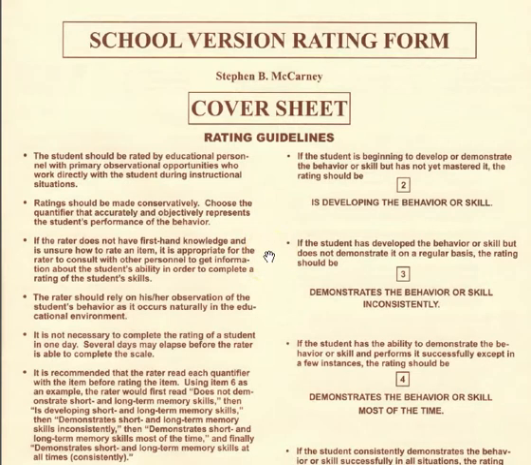If the rater does not have first-hand knowledge and is unsure how to rate an item, it is appropriate for the rater to consult with another personnel to get information about the student's ability in order to complete a rating of the student's skill. The rater should rely on his or her observation of the student's behavior as it occurs naturally in the educational environment. It is not necessary to complete the rating of a student in one day. Several days may elapse before the rater is able to complete this scale.